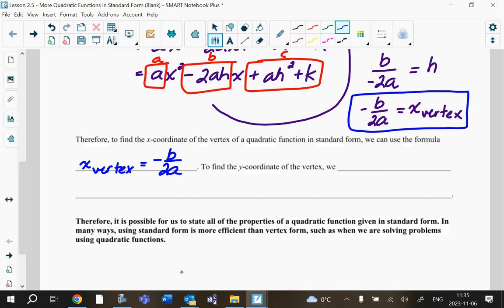Once we get that number, we substitute X vertex into the equation of the function.